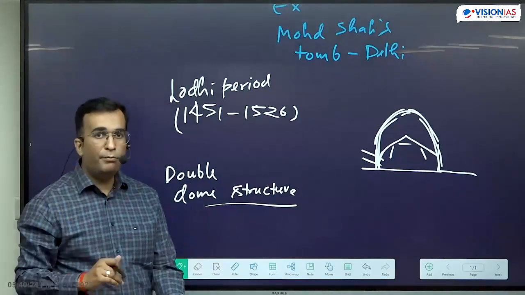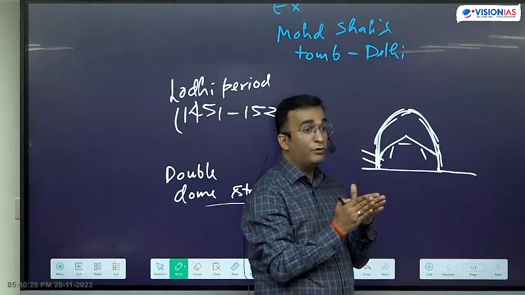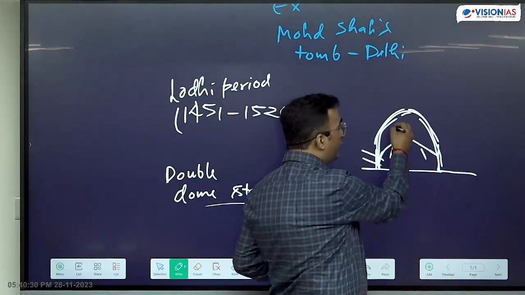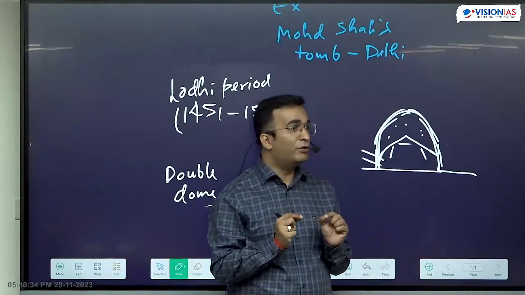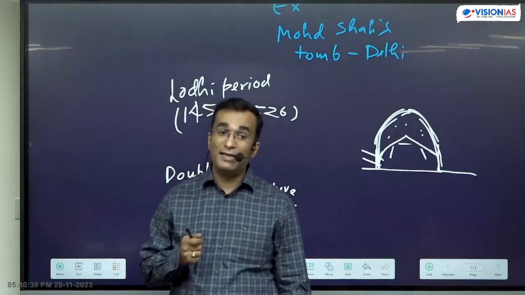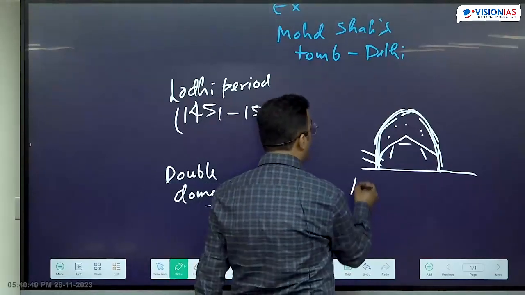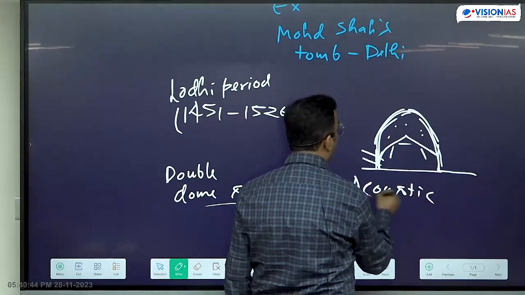But then one more benefit happened: the shock absorbing capacity of the building also increased. The vacuum created in the middle is known for its shock absorbing capacity. And another factor is that the acoustics of the buildings improved. What is acoustics?